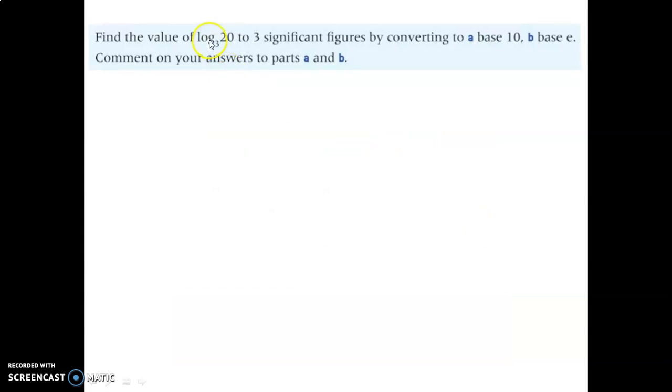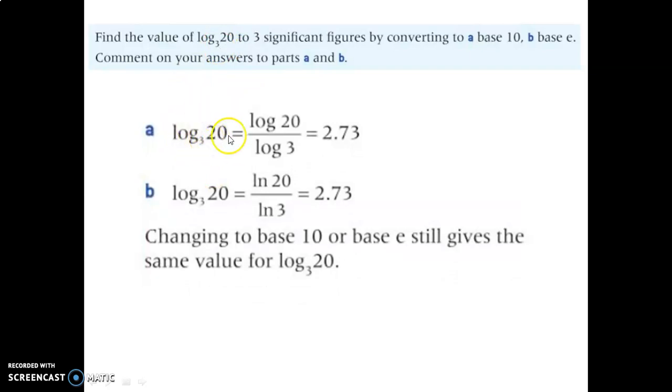Okay, so let's see if we can find this. Find the value of log base 3 of 20 to 3 significant figures. Use first base 10, so change it to base 10, and then use your calculator. And then after that, try with base e. In other words, making 2 natural logs here, and see if you can get the same answer. Okay, so if we change that to log base 10, then we end up with log 20 over log 3. Calculate that, you get this. If we decide to do a natural log, you can do ln 20 over ln 3. Again, that's log base e of 20 over log base e of 3. That, if you punch in your calculator, same value.